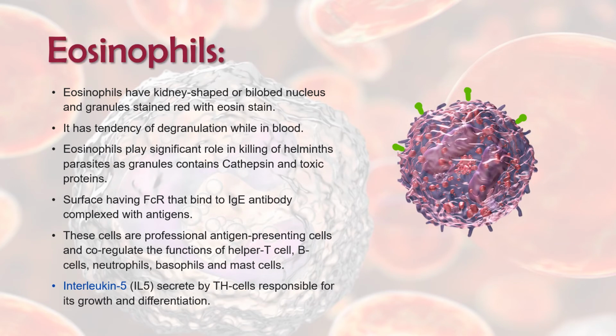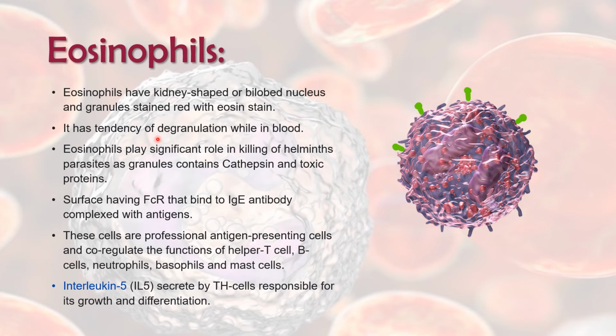Now eosinophils. These are granulated WBCs or leukocytes that have a bilobed nucleus. So you can see in this picture, this particular eosinophil contains a bilobed nucleus which is connected together by a thin chromatin fiber. Their cytoplasmic granules stain with eosin, that's why they appear red in color.